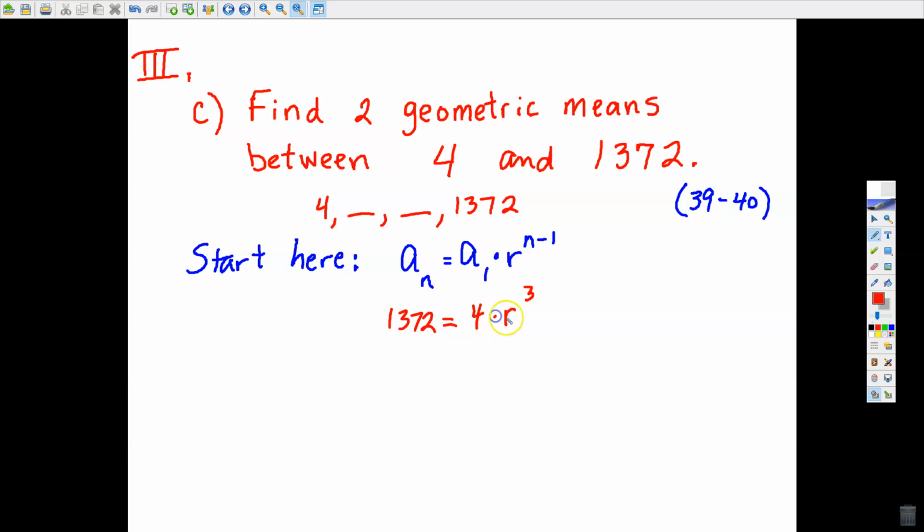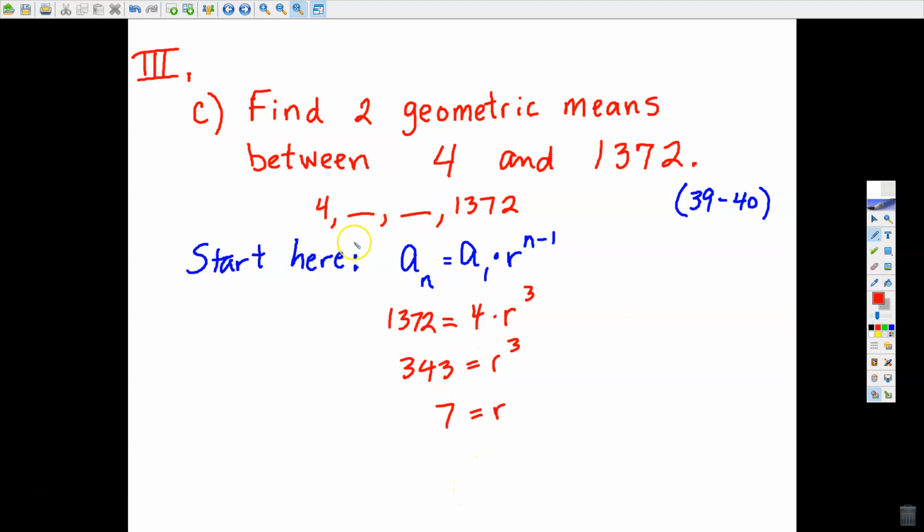Okay, so to solve for r, I'm going to divide by 4 first. 1372 divided by 4. That's 343 equals r cubed. And now I do the cube root of both sides. So you can just raise that to the parentheses 1/3 power, and you get 7.